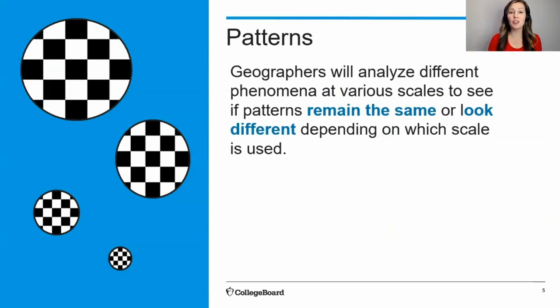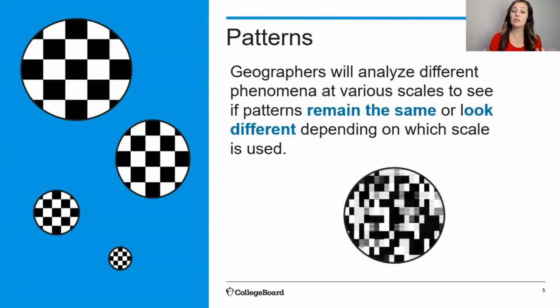Geographers are also going to be looking at patterns at various scales. They want to analyze different phenomena at those different scales to see if patterns remain the same or if they look different depending on which scale is used. So this pattern on the left here maintains the same pattern despite how big or small the place is. But in some cases, patterns may look different at different scales.